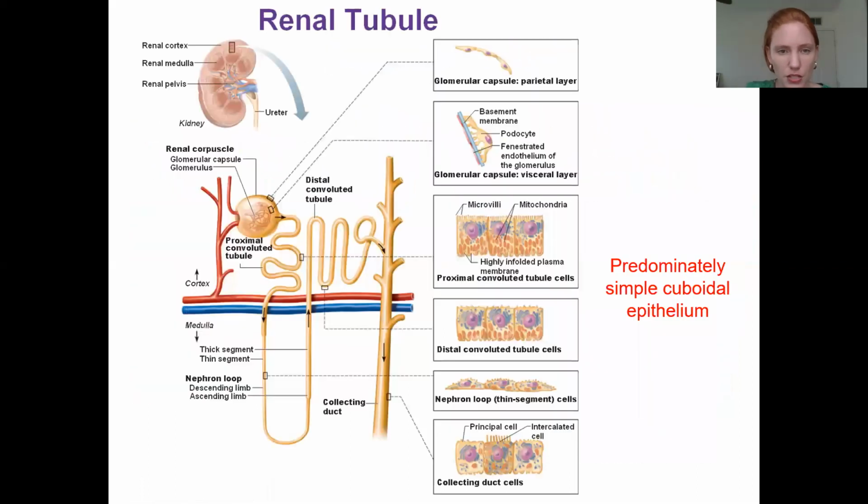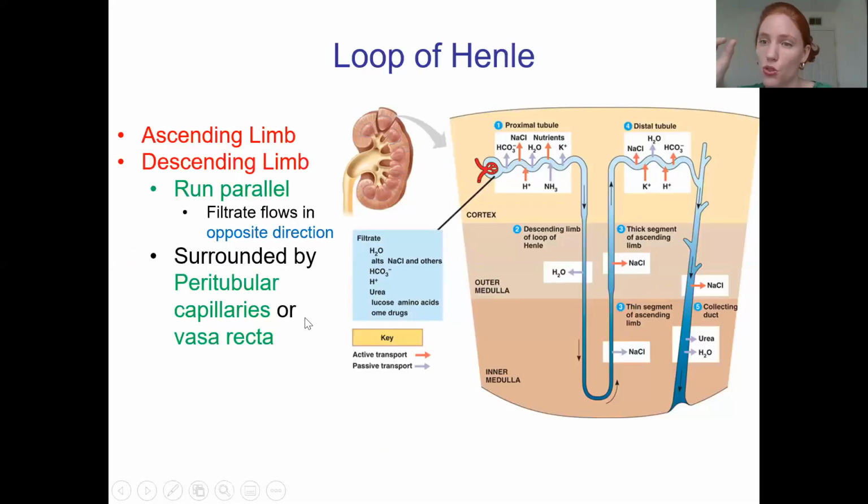So I think I have a picture of that. Here, simple squamous epithelium in the thin segment here, which is mostly descending limb. And then you have the simple cuboidal epithelium in the ascending limb right there. That's why they draw it with two thicknesses.